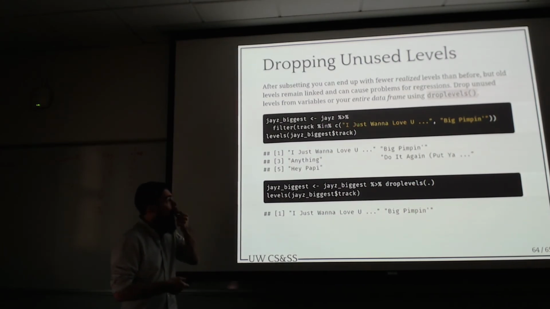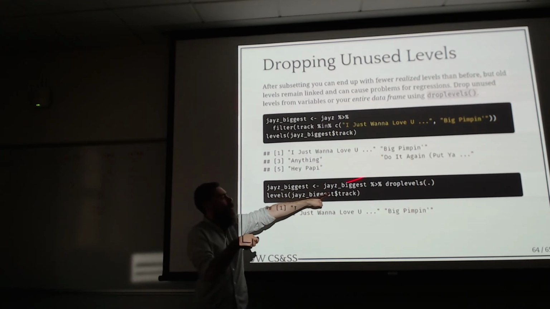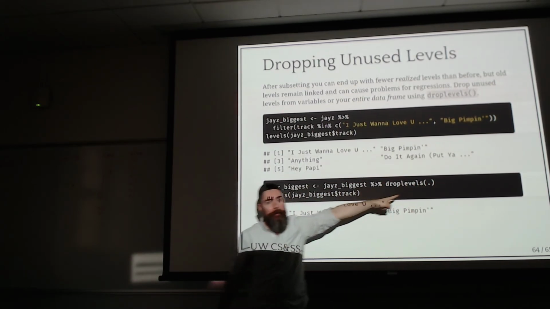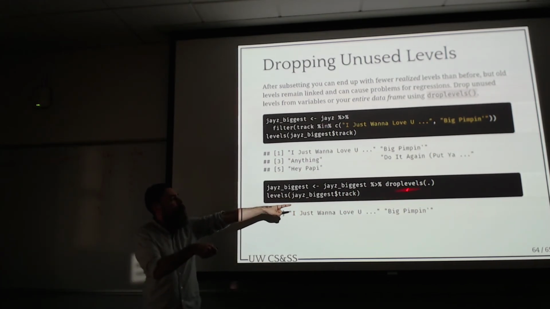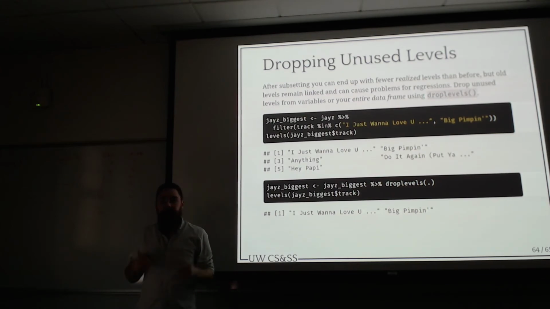Okay? All I have to do is take jay_z_biggest, the data frame I created here, and pipe it straight into droplevels. Droplevels, if I don't give it a specific variable, will go down every factor variable in the entire data frame and remove all unused levels in every single one of those variables.